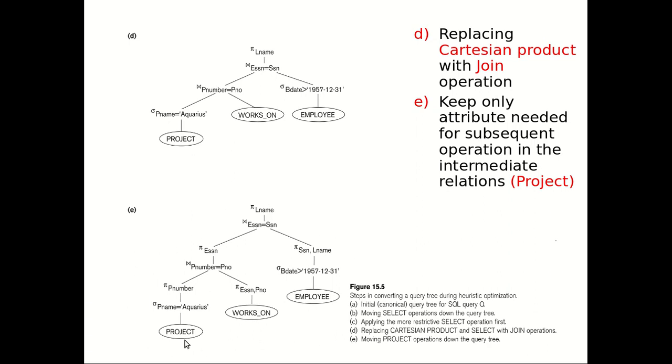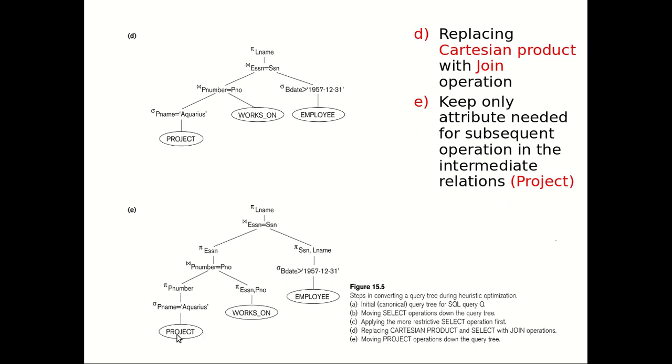The final step, the fifth step, is to keep only attributes needed for subsequent operations in the intermediate relations. From the fourth step to the fifth step, that is an important, crucial step where we apply the project operation, by projecting those attributes which are barely needed in each of these steps to higher steps. Okay, from the initial tree we got a final tree which is an optimal tree corresponding to a relational algebraic expression.